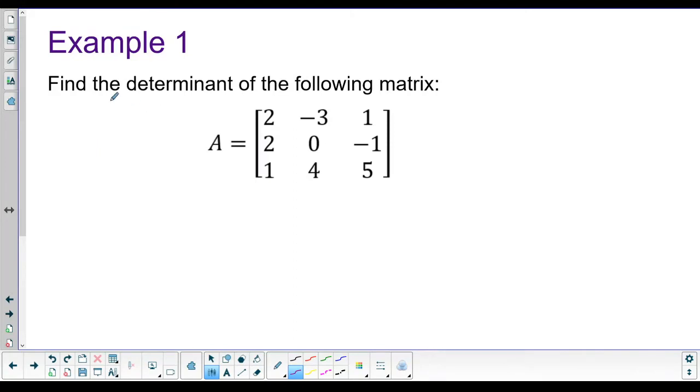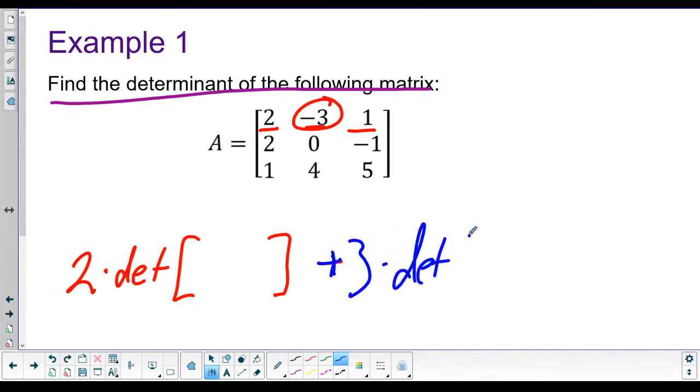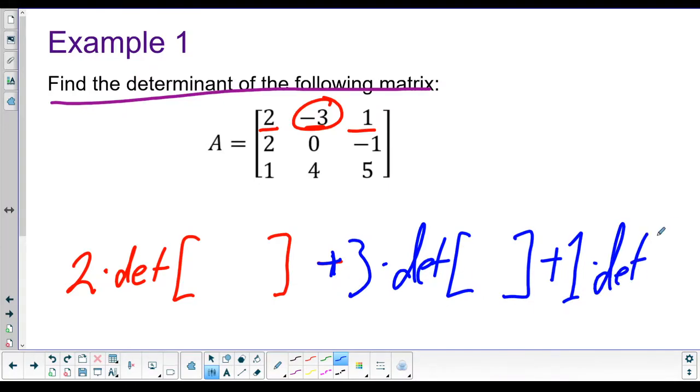So we want to start by finding the determinant of this matrix. The first thing I'm going to do is take my 3 first row elements and write them out. Make sure we change the sign of B. So we're going to have 2 times the determinant of something, minus -3, so we'll change that to a +3 times the determinant of something, plus C. So 1 times the determinant of something else.